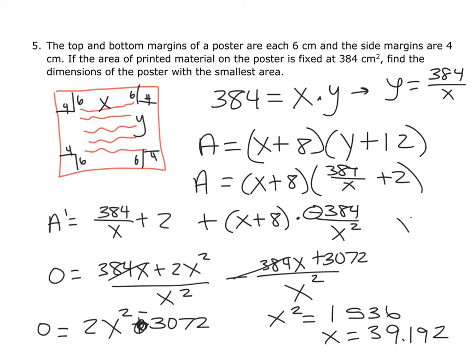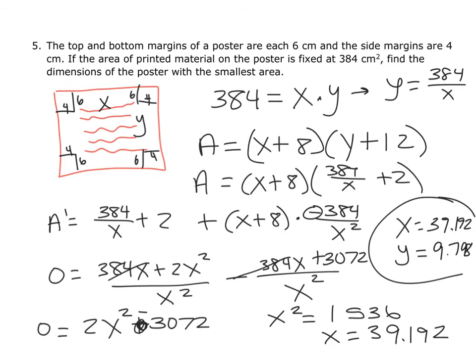Find the dimensions of the poster. So that's our x. It is 39.192, and our y will be 384 divided by that, which is 9.798. And that's our answer.